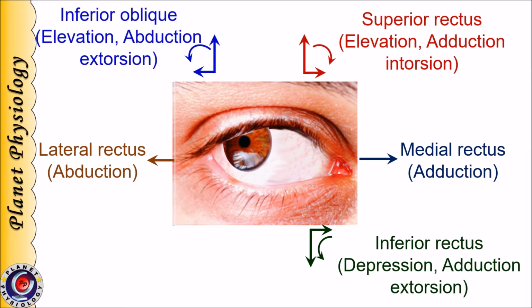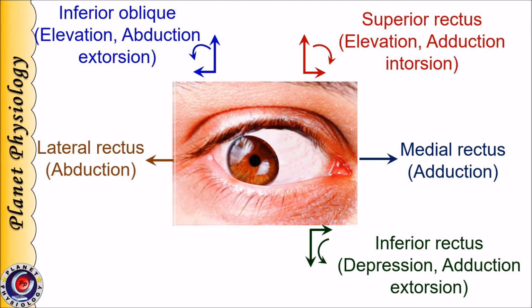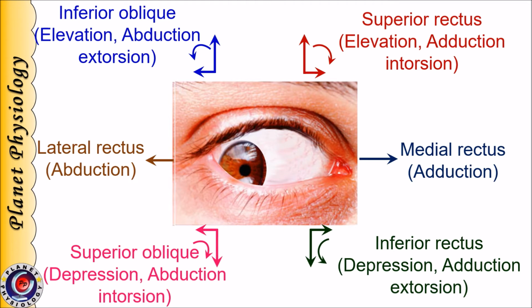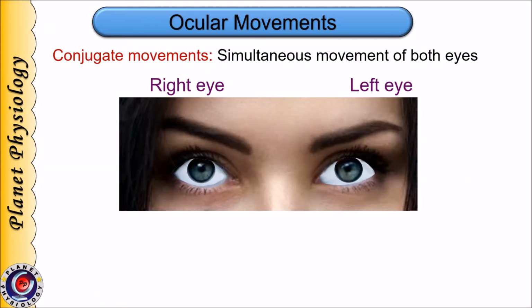Inferior oblique muscle causes elevation of the eyeball and slight abduction as well as extorsion of the eyeball. Superior oblique muscle causes depression, abduction and intorsion of the eyeball. So these are the various actions of extraocular muscles when the eyeball is in primary position. From primary position to the other position, in day-to-day life, both our eyes move simultaneously to focus the object of interest. This simultaneous movement of both eyes is termed as conjugate movement.